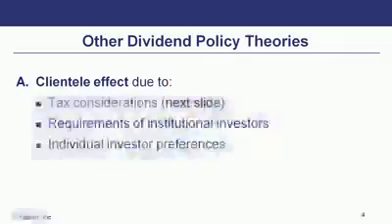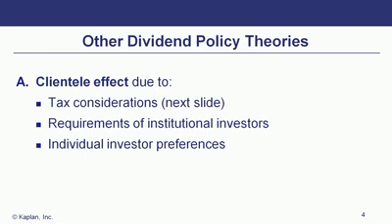So we went through irrelevant, meaning we don't care. The second one was the bird in hand theory, which we said favors high dividends. Now we are talking about tax preference, which says low dividends. Now, for other dividend policy theories, we'll talk about two categories. One is the clientele effect. The clientele effect says certain groups of investors are attracted to specific companies based on their dividend payout.